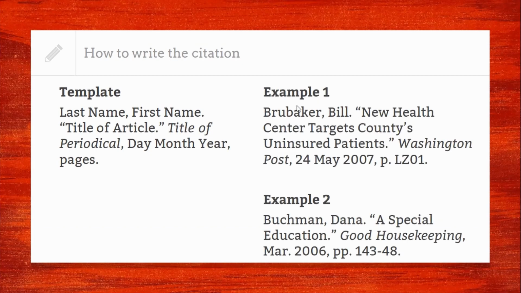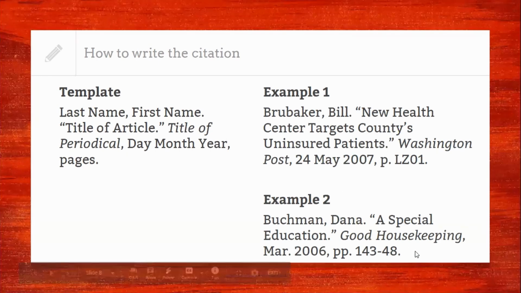Here are our examples. First, we have the name of the author who wrote the article, followed by the name of the article in quotation marks. Washington Post was the name of the newspaper that published the article, so it is in italics. It was published on May 24th, 2007, and it was on page LZ01 of the print newspaper.